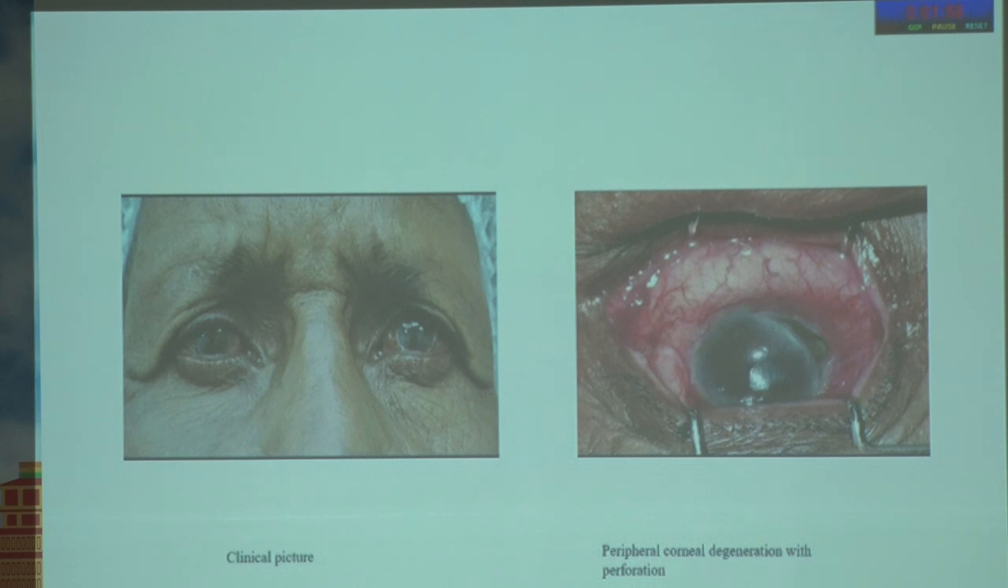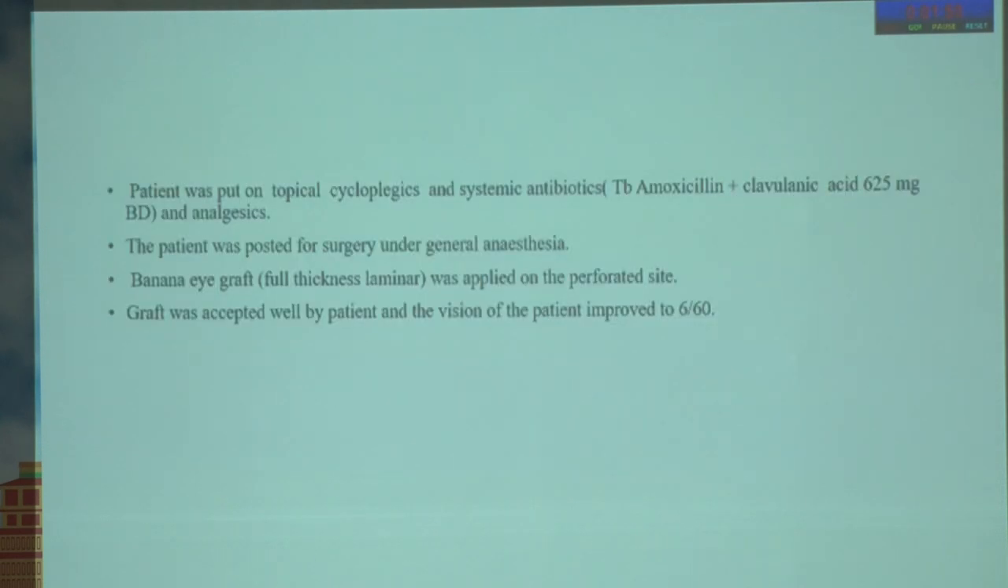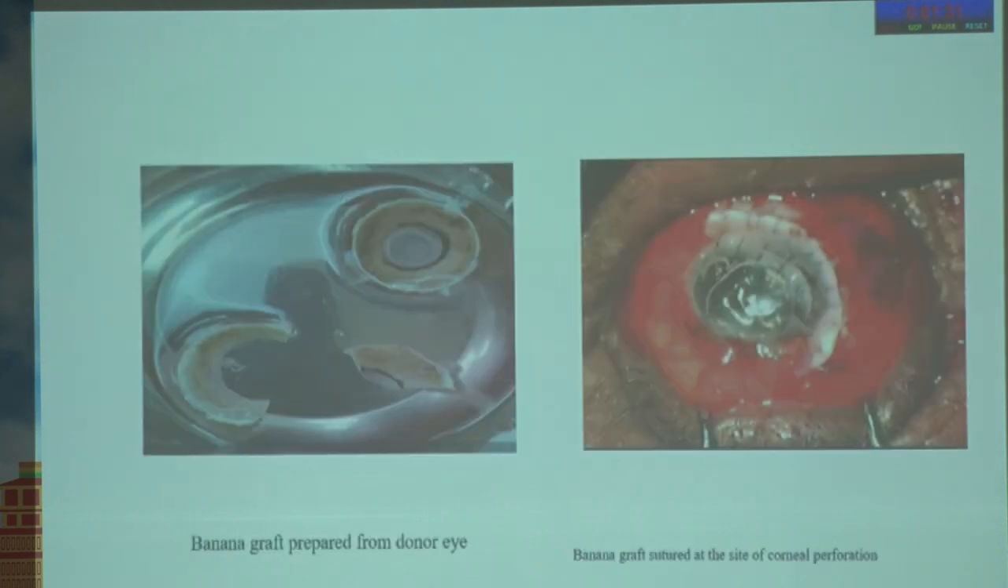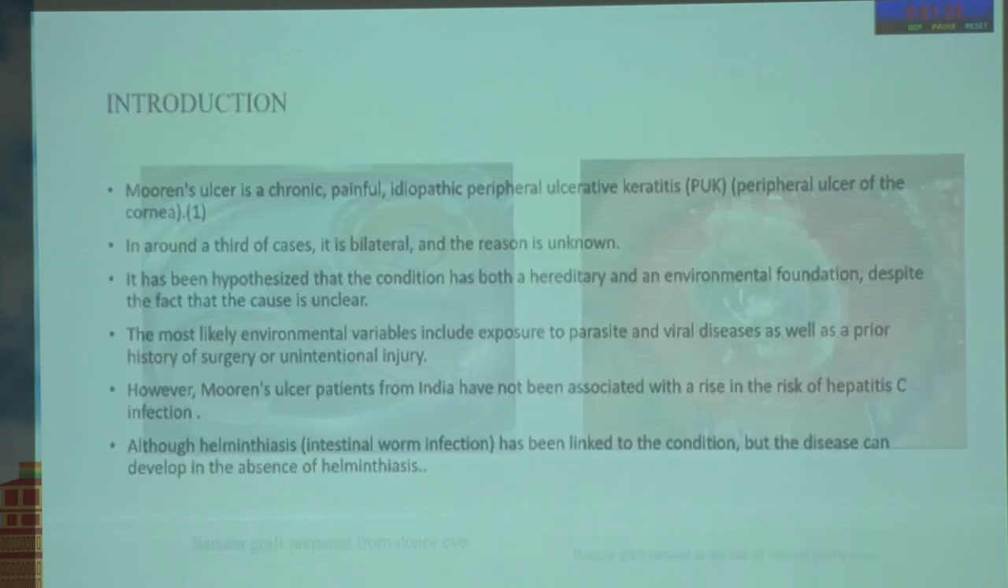This is the clinical picture, and we can appreciate the peripheral corneal degeneration with perforation. Patient was put on topical cycloplegics and systemic antibiotics. The patient was posted for surgery under general anesthesia. Banana eye graft was applied on the perforated site. Graft was accepted well by the patient, and the vision improved to 6/60. This is the banana graft preparation and post-op day one photo.